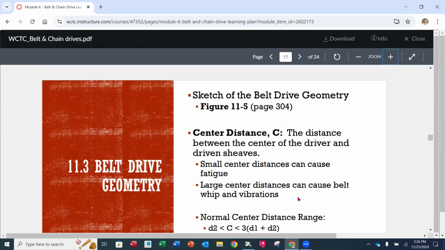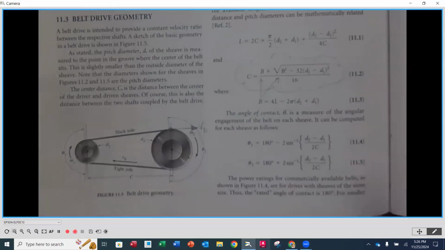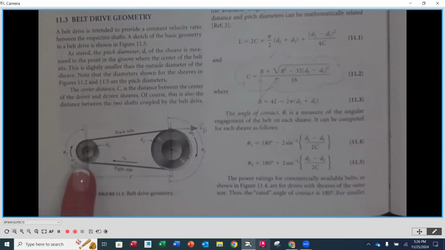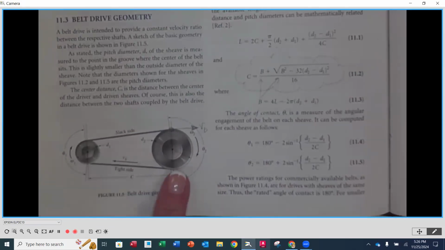Sketch of the belt drive geometry. So we did look at this already. So let's look back at the bottom of page 304. And here's where we have just that basic geometry. So we've got the sheave that's coming off of our driver, the smaller sheave, and then the sheave that would be going to our driven machine.